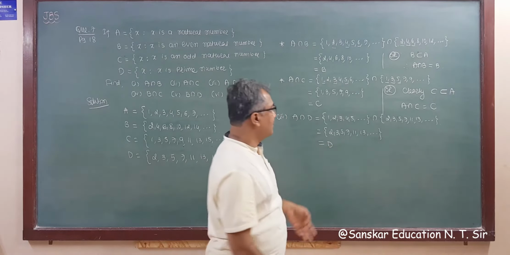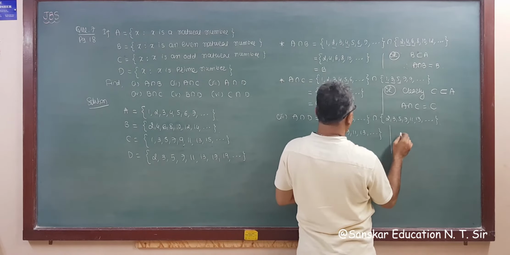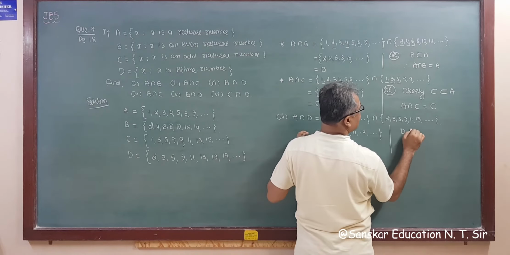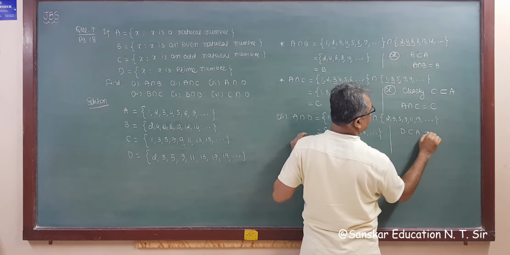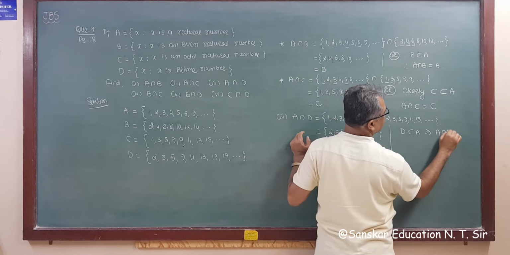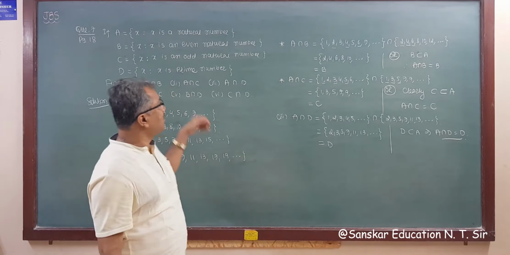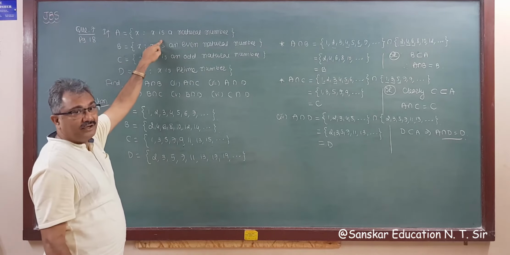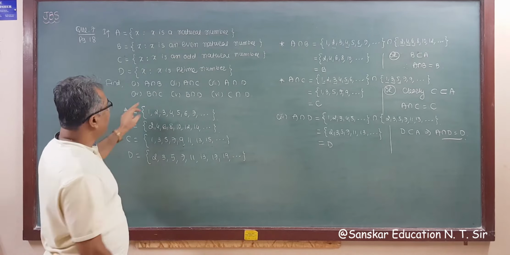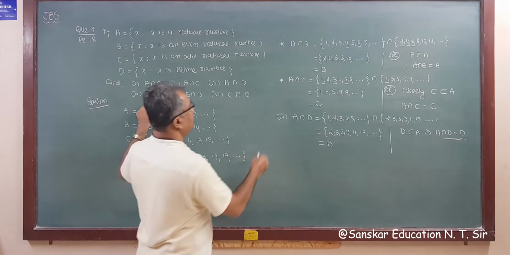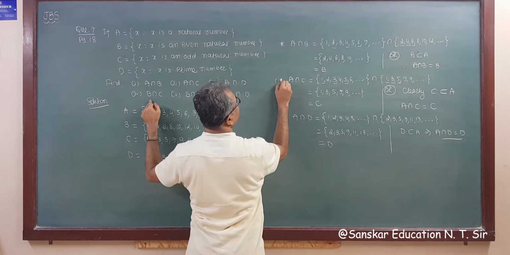Or you can write also here that D is a subset of A. So this implies A intersection D is equal to D, because all the sets are subsets of the natural numbers given, right? Then the fourth question.